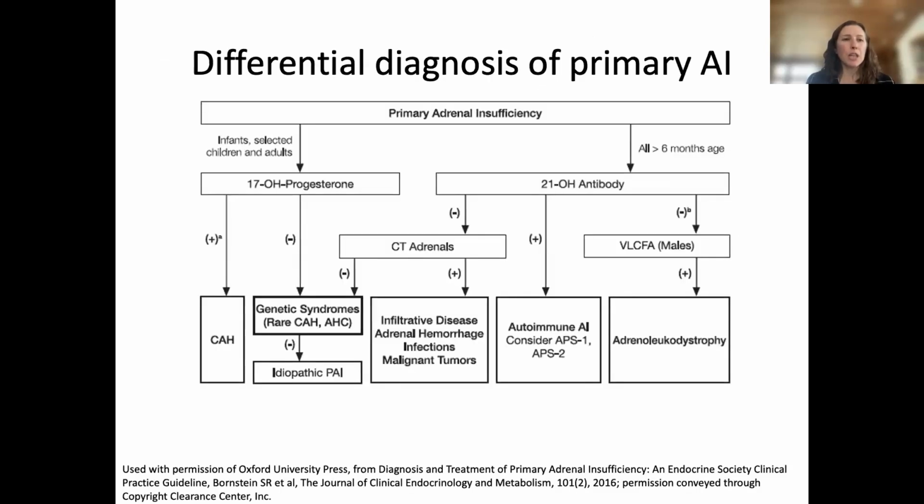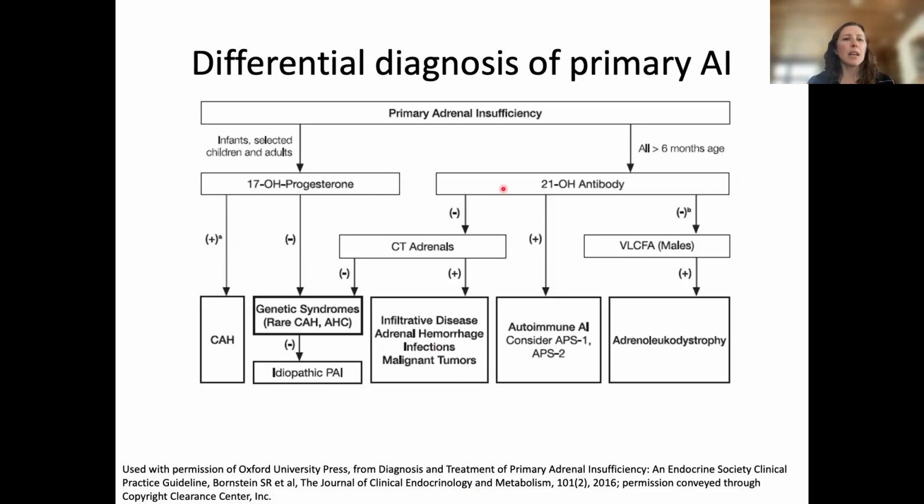So let's say you have a patient who's diagnosed with primary AI based on a low cortisol level and an elevated ACTH. Before we go through this figure in detail, I wanted to highlight that the most common causes of primary AI are autoimmune AI in adults and congenital adrenal hyperplasia in children, which is an autosomal recessive disorder, most commonly caused by mutations in the gene encoding 21-hydroxylase.